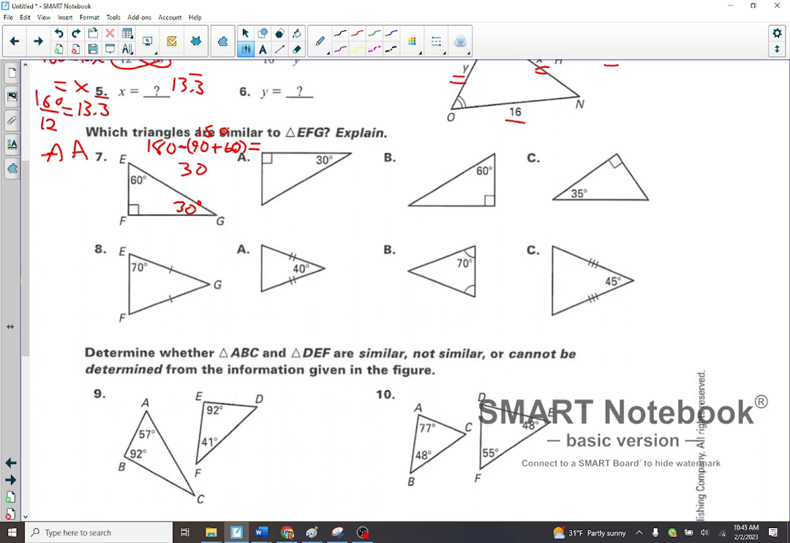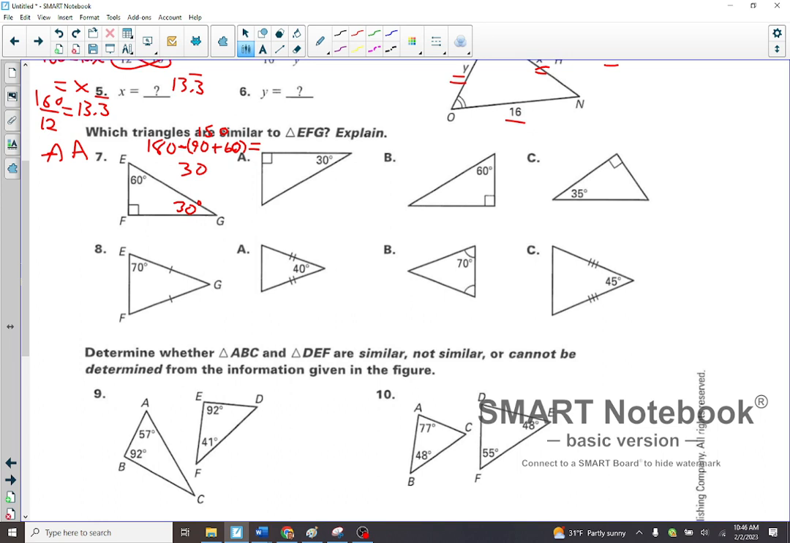Like if you set it up more algebraically, but you'll get 30 no matter what. So I just say subtract the 2 from 180. AA stands for angle, angle, which means if 2 angles of one triangle match 2 angles of another triangle, they must be similar.